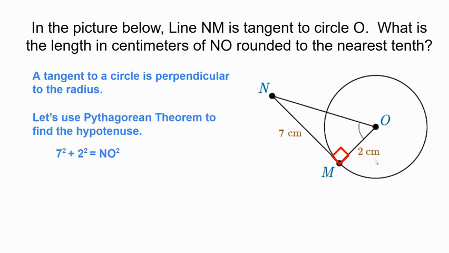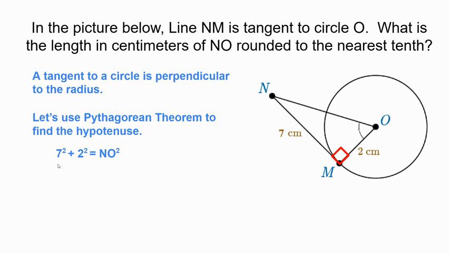So we can set up the Pythagorean theorem, a squared plus b squared equals c squared, where a and b are the legs. So we're using 7 as a leg, we're using 2 as a leg. So I've set up the Pythagorean theorem here, 7 squared plus 2 squared equals the hypotenuse NO squared. Now let's do a little calculations here.